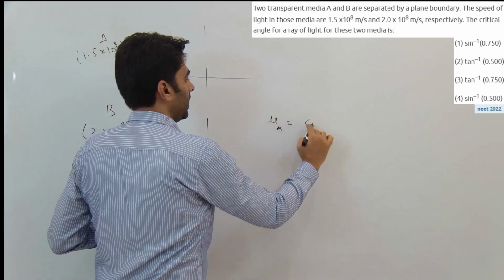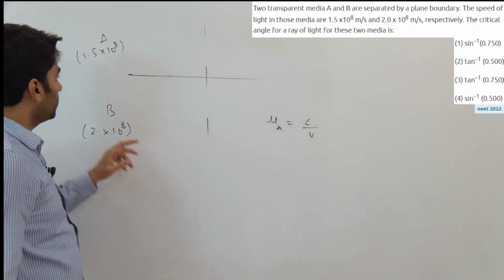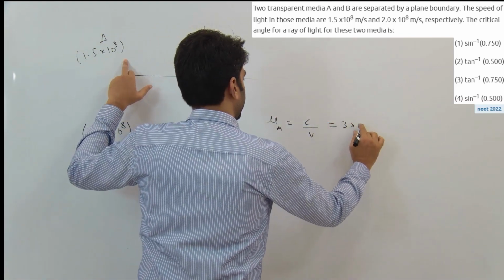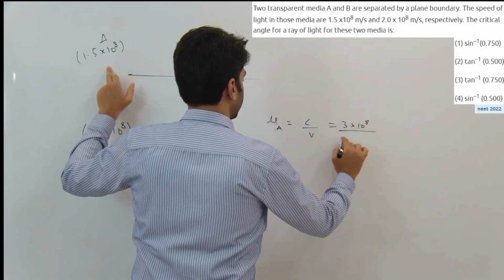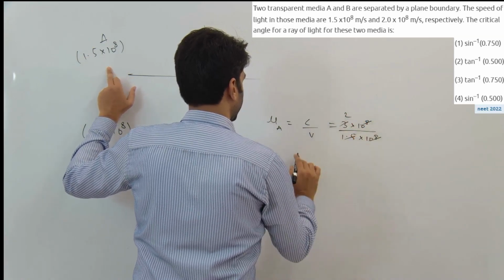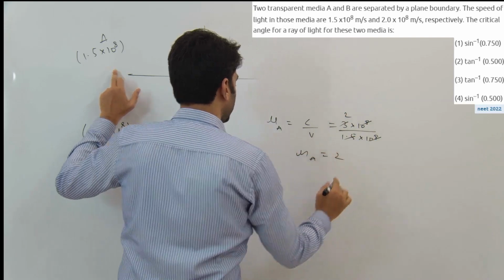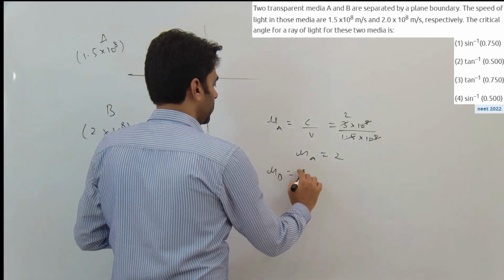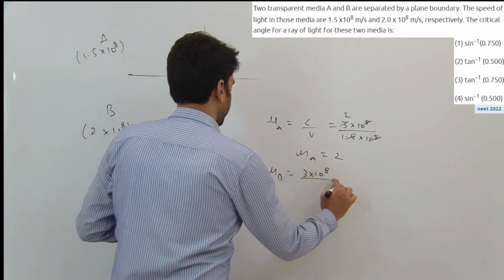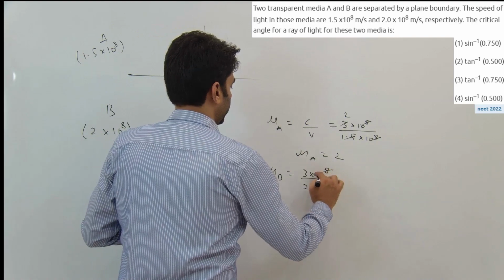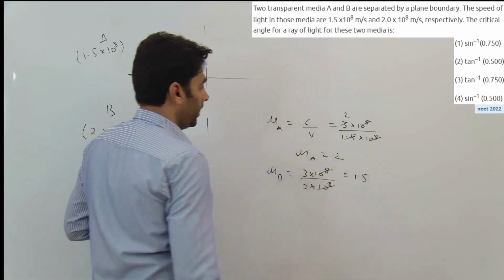Refractive index of A will be C by V. If we calculate 3 into 10 power 8 divided by the speed in A, which is given to us as 1.5 into 10 power 8, that comes out to be 2. So refractive index of A is 2. Similarly, we can calculate refractive index of B, which is 3 into 10 power 8 divided by 2 into 10 power 8, which comes out to be 1.5, right?